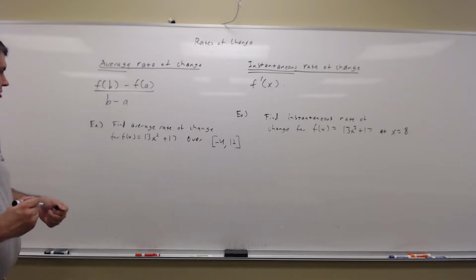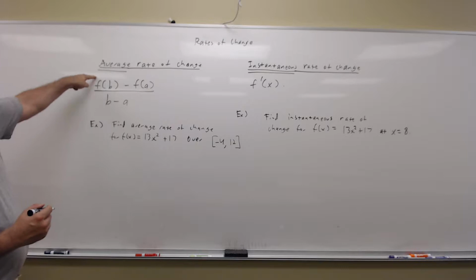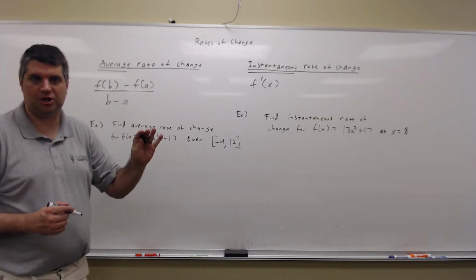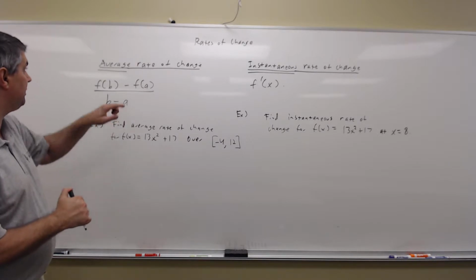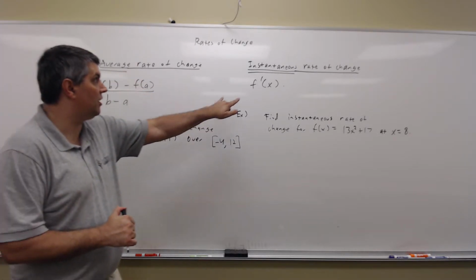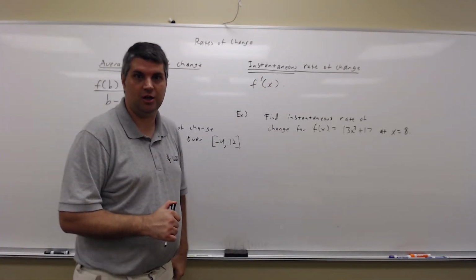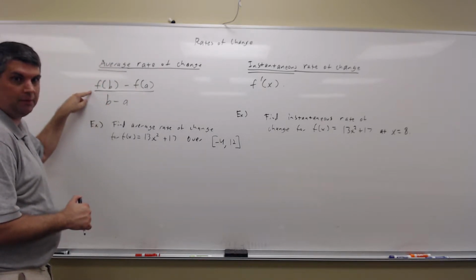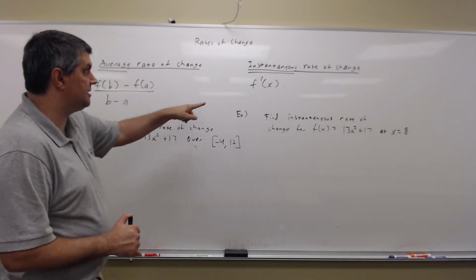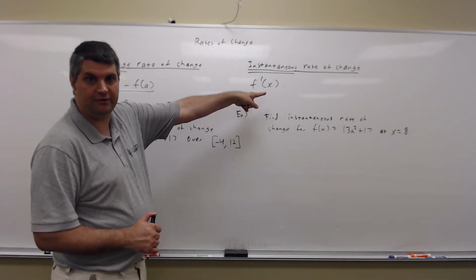So here goes. As calculus students, make sure you are clear whether you're being asked for average rate of change versus instantaneous rate of change. Average rate of change is given by effectively the slope formula. And instantaneous rate of change is given by the derivative.